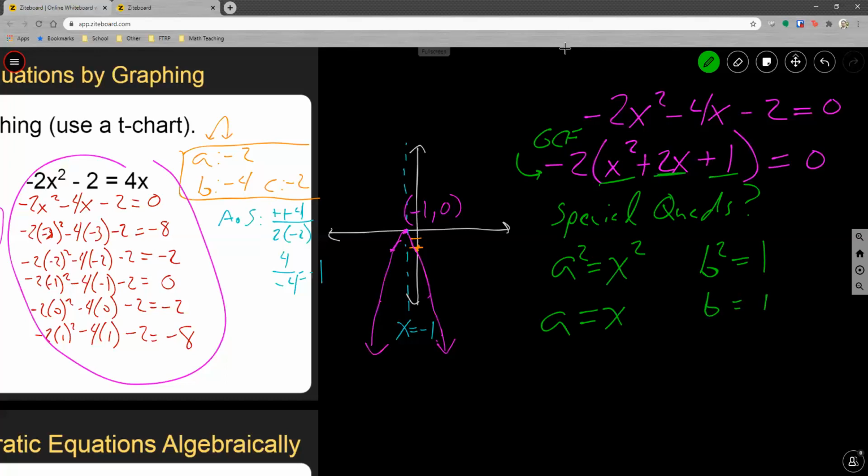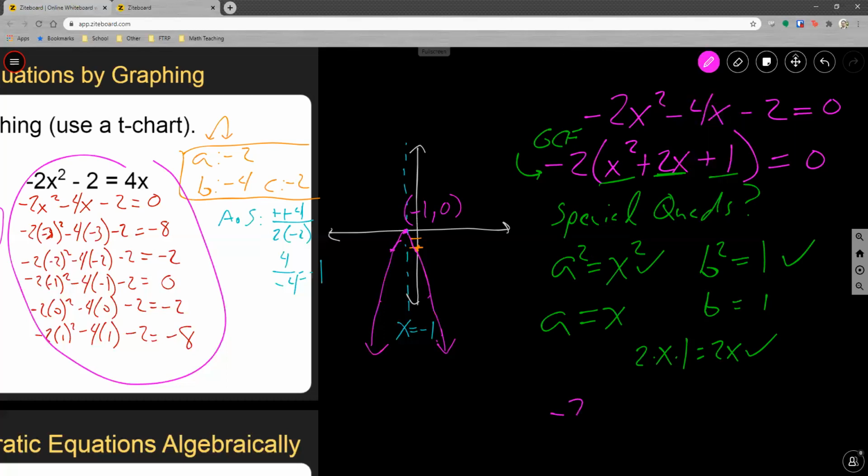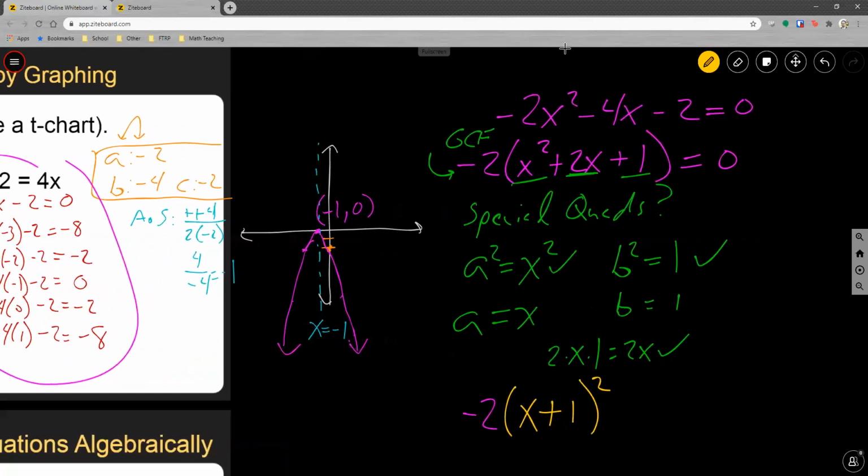The only thing I have to figure out is if that 2x is the same as 2 times a times b. Well, sure enough, 2 times a times b, 2 times x times 1 is just going to equal 2x, so that works out as well. So I've got a perfect square, and I've got a 2x in the middle. So this is a perfect square trinomial. So I can rewrite this factored equation as -2 times, I'll write it in yellow, my perfect square, which is going to be x plus 1 squared equals 0.